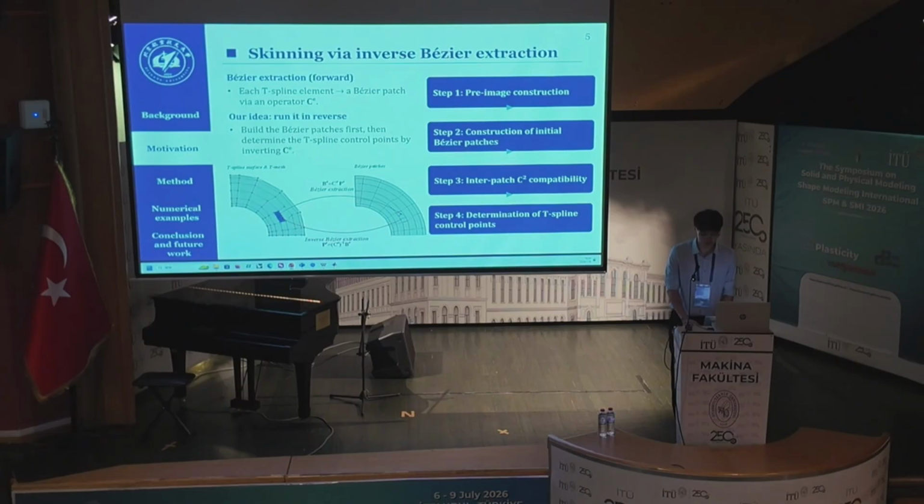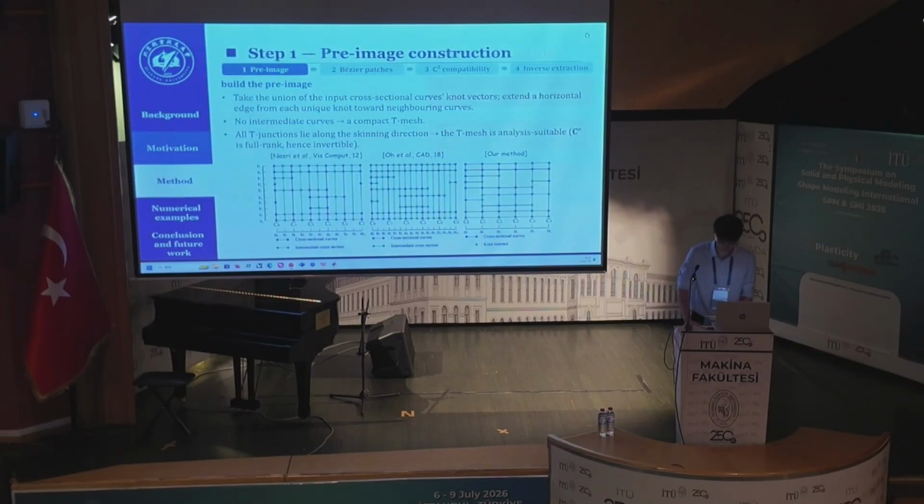Instead of starting from the T-splines, we build the Bézier patches directly from the input curves, and then obtain the T-spline control points through the inverse Bézier extraction. The method has 4 steps, which I will go through one by one.